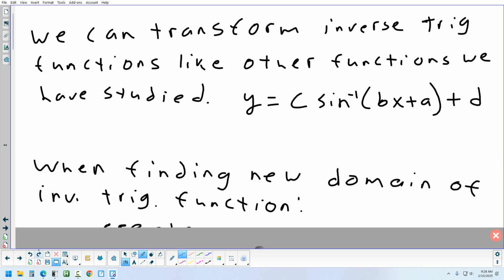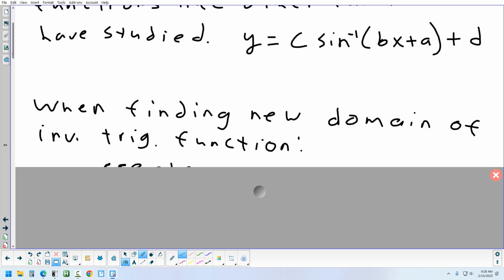How do you find the new domain and range of an inverse trig function? Well, first of all, it requires you to know the original. If you do not know the original domain and range, we're not going to be able to find the new ones. Okay, so we need to know the original.